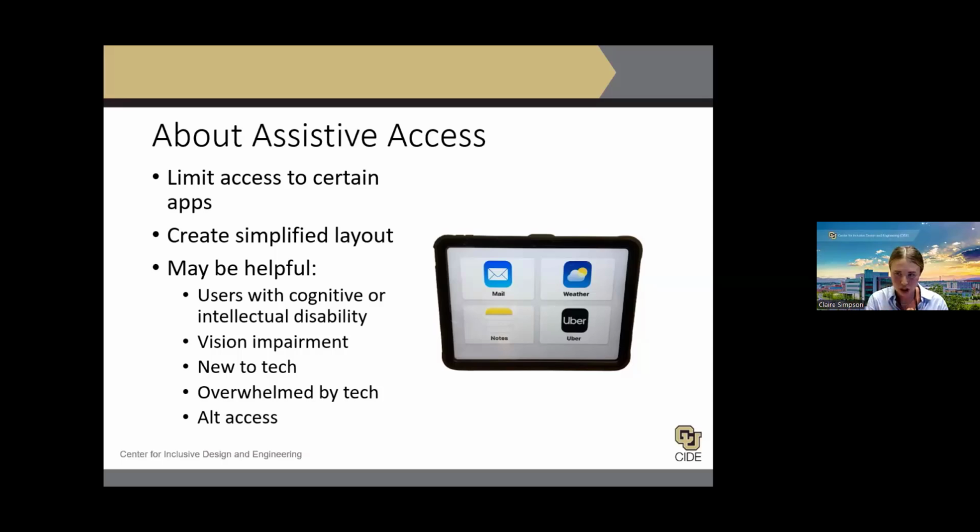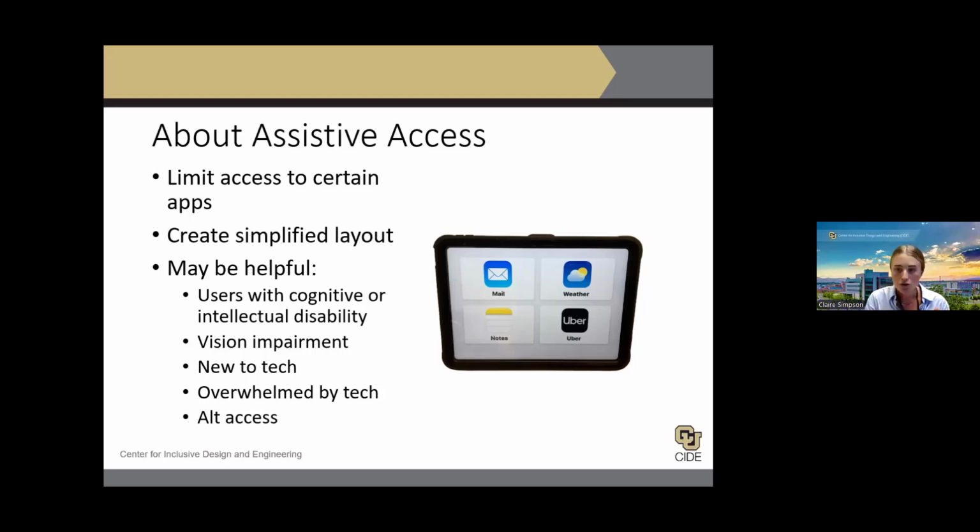So the photo on the screen, I've added 4 apps to Assistive Access here. So I've got Mail, Weather, Notes, and the Uber app. So these are the only apps that I can use right now with my device in this mode. And another thing to point out is that it'll display the app icon as well as the text label for the app. So that is the difference between this mode and the regular home screen.